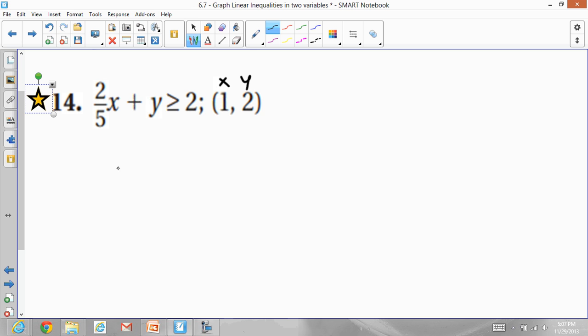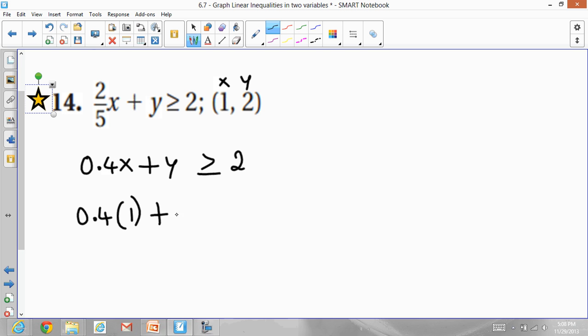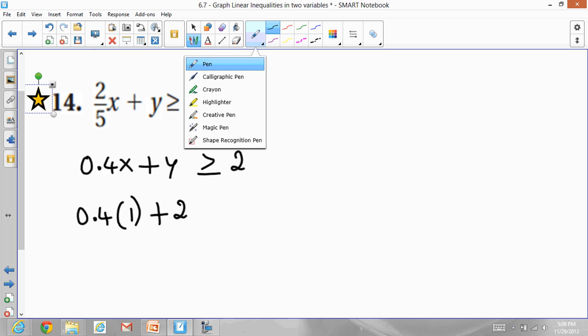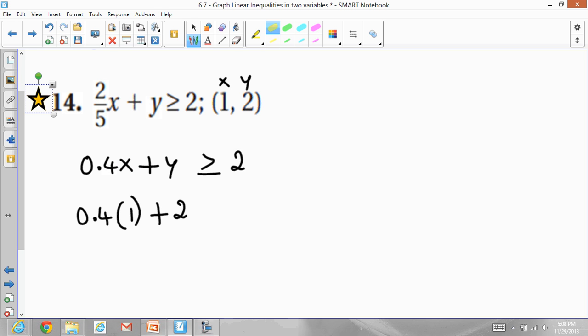So 2 over 5, I'm going to change it to 0.4x plus y greater than or equal to 2. You want to know whether this point will work for this inequality and make it come true. So replace your x with 1 and replace your y with 2. If I highlight and show you, this is what I did. My x, I changed it to a 1. My y, I changed it to a 2.